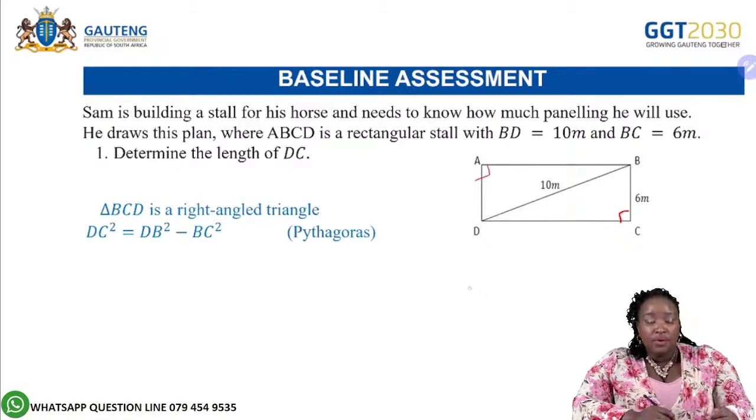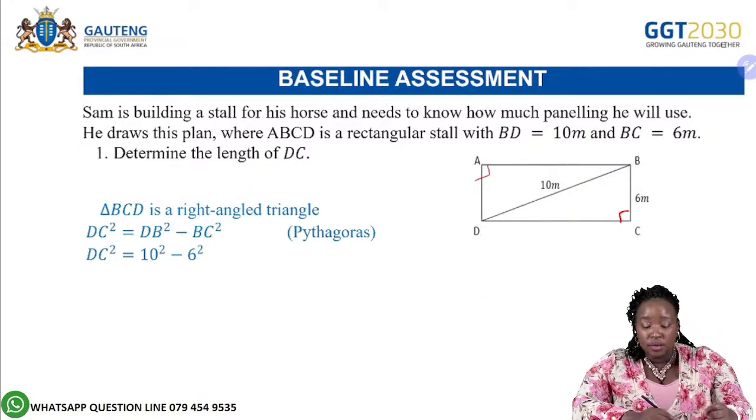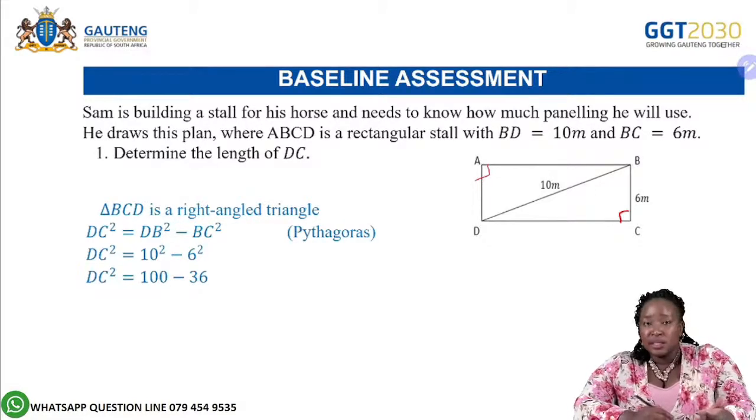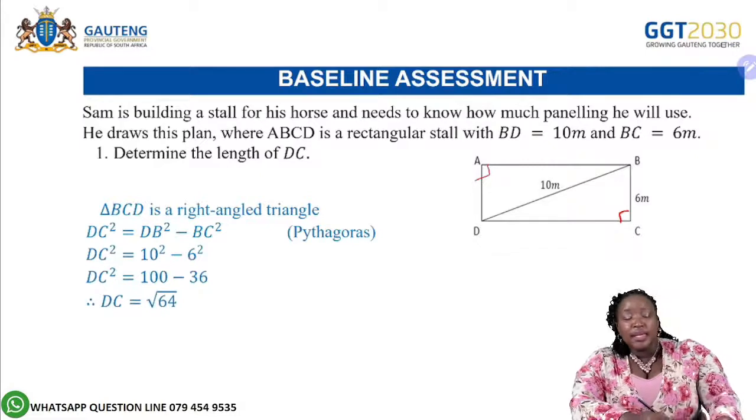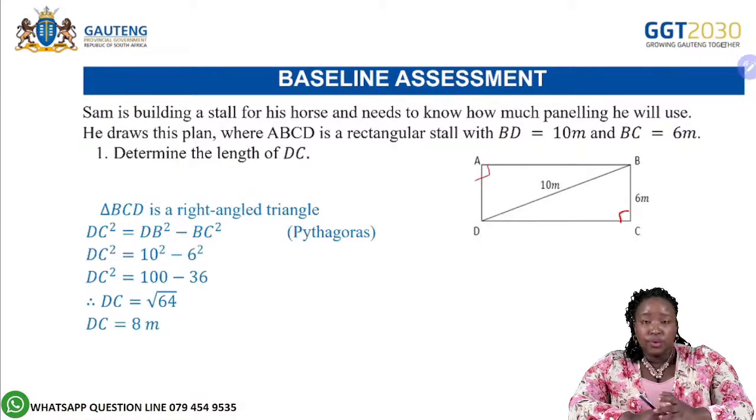Okay, right. Then now from this part, you now need to substitute the values. You've got 10 squared and 6 squared. Now you've got 10 squared minus 6 squared. That's 100 minus 36. And then DC squared will then be equal to 64. Right, we square root both sides and we get DC to be equal to 8 meters.